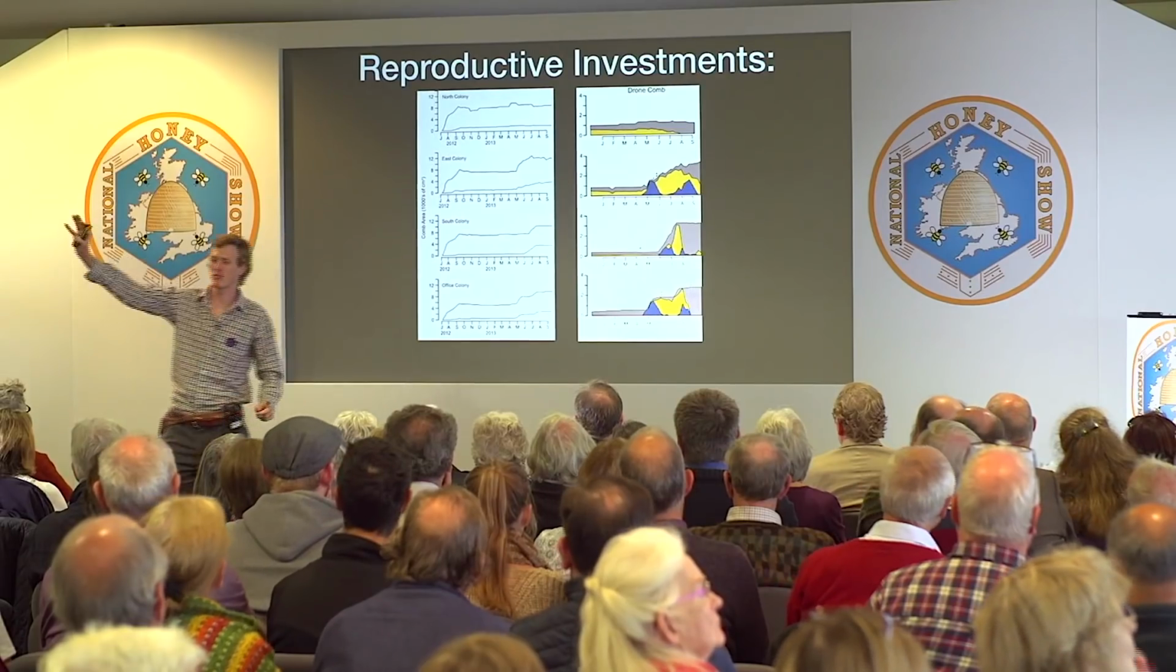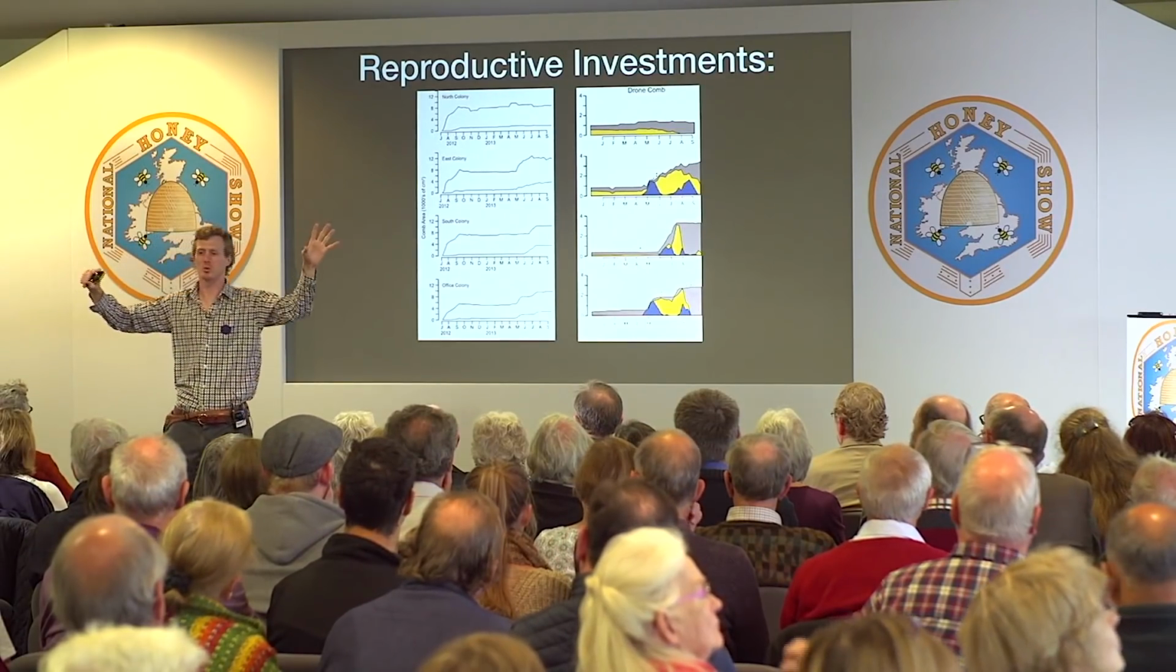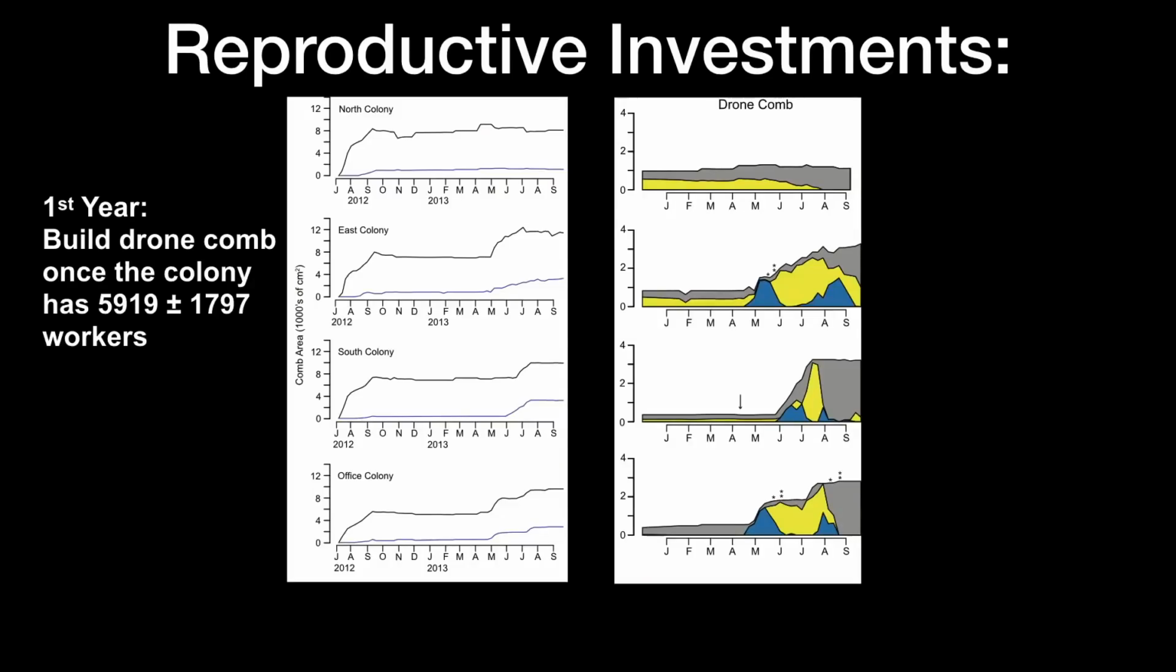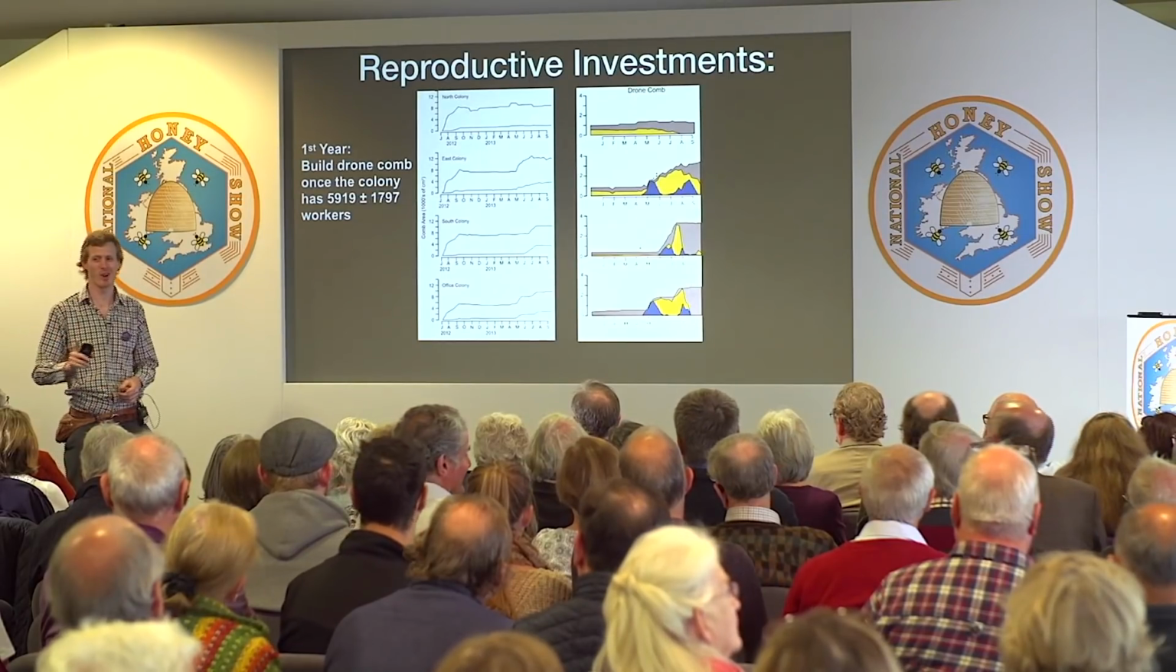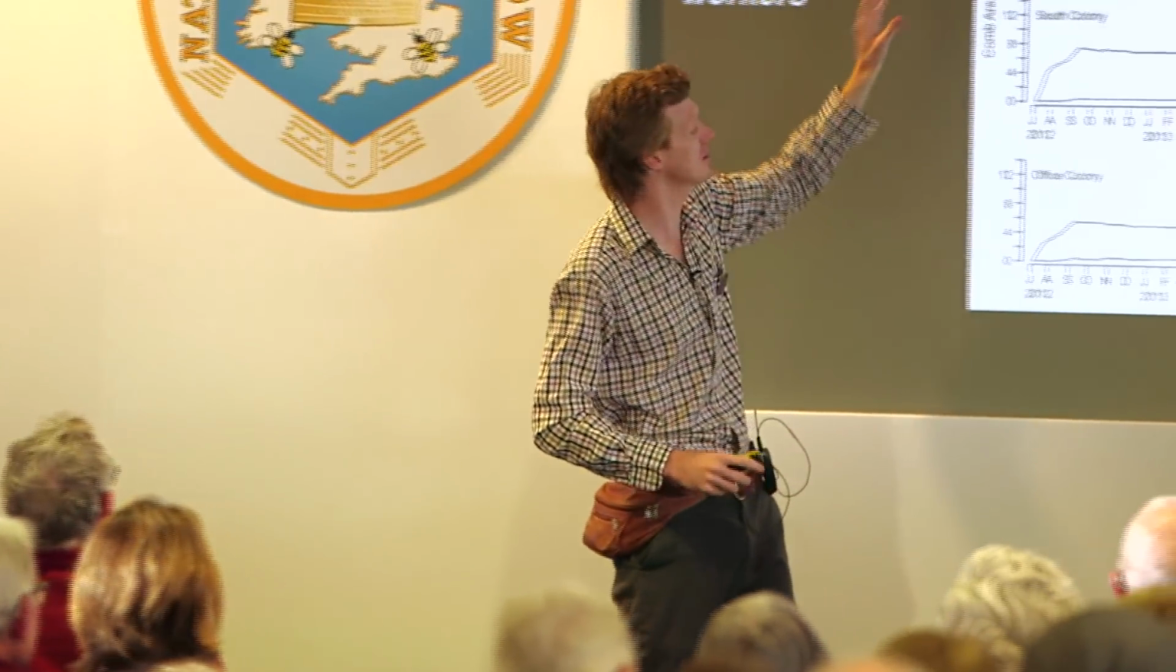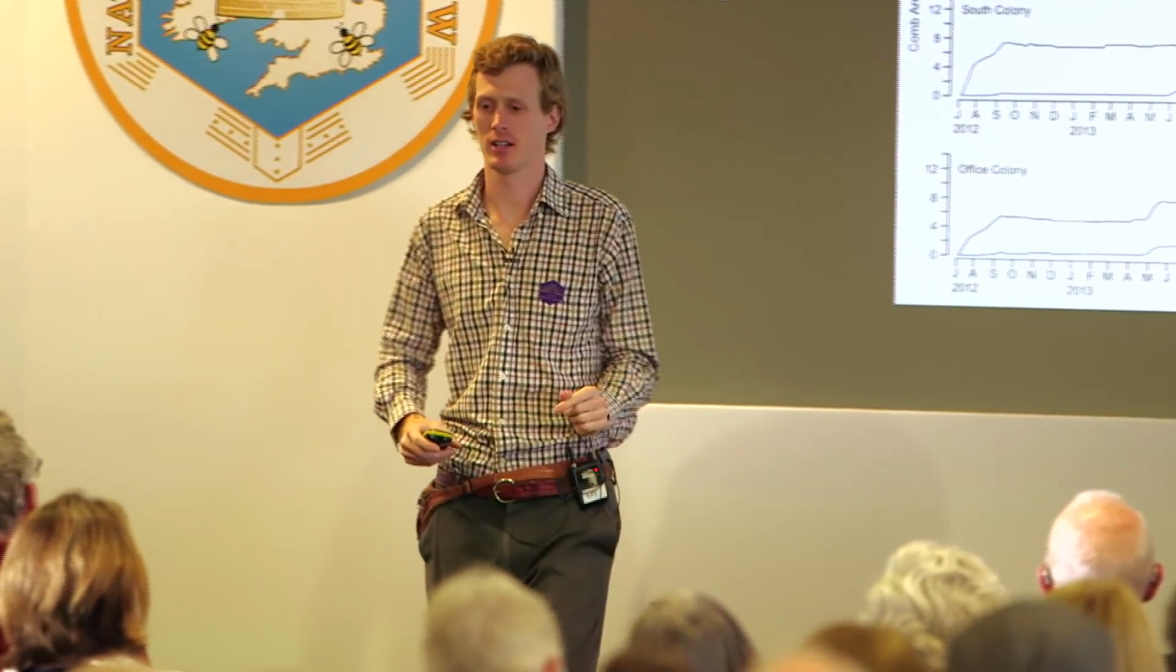And if I say, okay, this is when the first drone comb appears, how many workers were in the colony when that happened? Because remember, everything in my research kind of ended up in, wow, worker number is really important. And what I can tell you is in that first year, these colonies began building drone comb when the colony had 5,919 plus or minus 1,797 workers. Not one more and not one less. That's the number. There's no variation. No, okay, I'm joking. This is your ballpark figure. So once the colony had this many workers, they started making that reproductive investment.